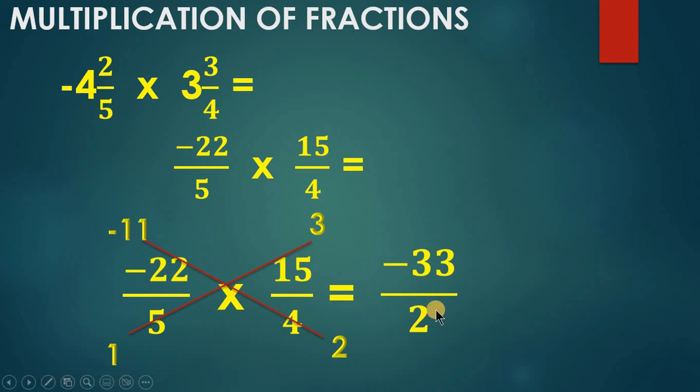Or, kung gusto natin i-shortcut, pwede. Ilang 2 meron sa 33? We have 16. So, negative 16, kasi 16 times 2 is 32. Ilan yung sobra? 33 minus 32 is 1. Kopyahin pa rin yung denominator, which is 2. Therefore, we have negative 16 and 1/2. So, that is on how to multiply a mixed number. Okay.